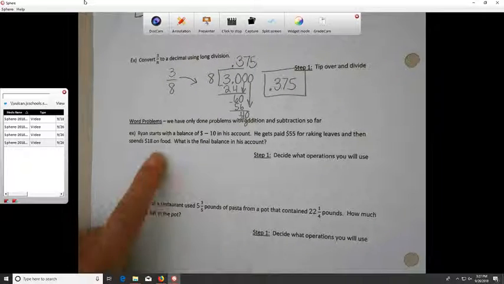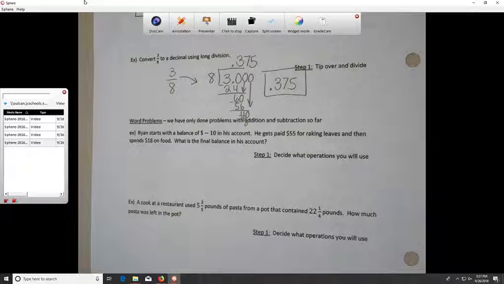Alright, so the first one says, Ryan starts with a balance of negative $10 in his account. He gets paid $55 for raking leaves and then spends $18 on food. What is the final balance in his account? So what I'm going to look at here is what operations do I need to use? Do I need to add, subtract, or some combination of both?